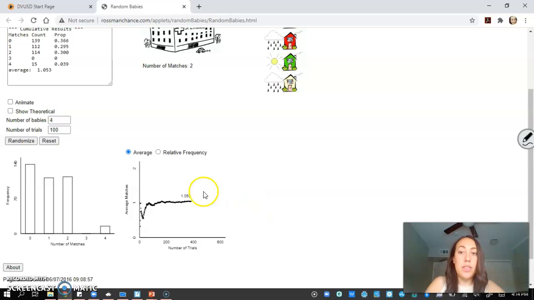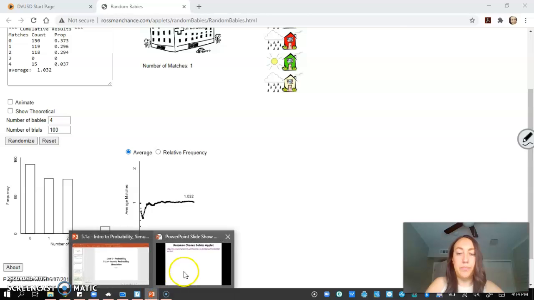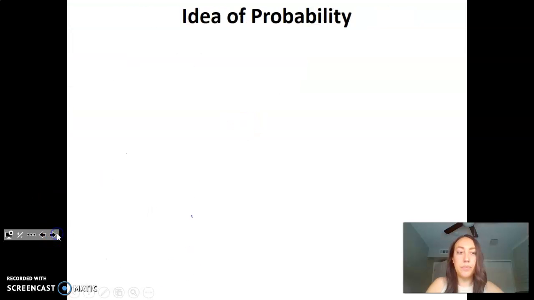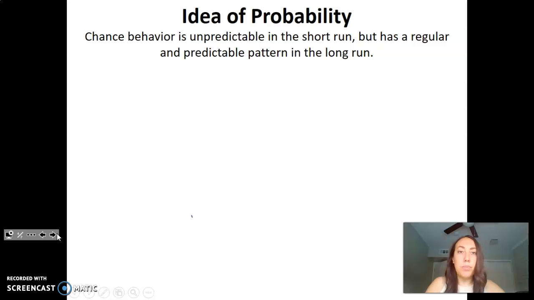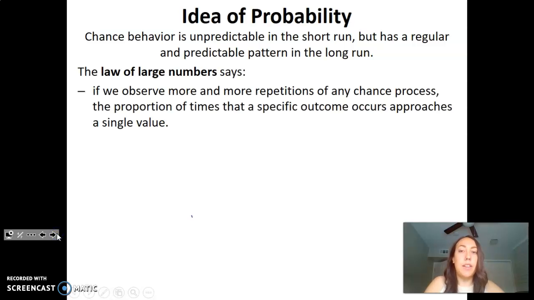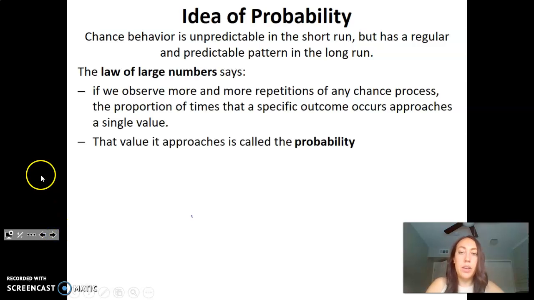So this brings us to our idea of kind of what probability is. Chance behavior is unpredictable in the short run, but it has a regular and predictable pattern in the long run. So the law of large numbers says that if we observe more and more repetitions of any chance process, the proportion of times that a specific outcome occurs will approach a single value. That's what we saw with the babies. Okay, that value that it approaches, that's what we call the probability.